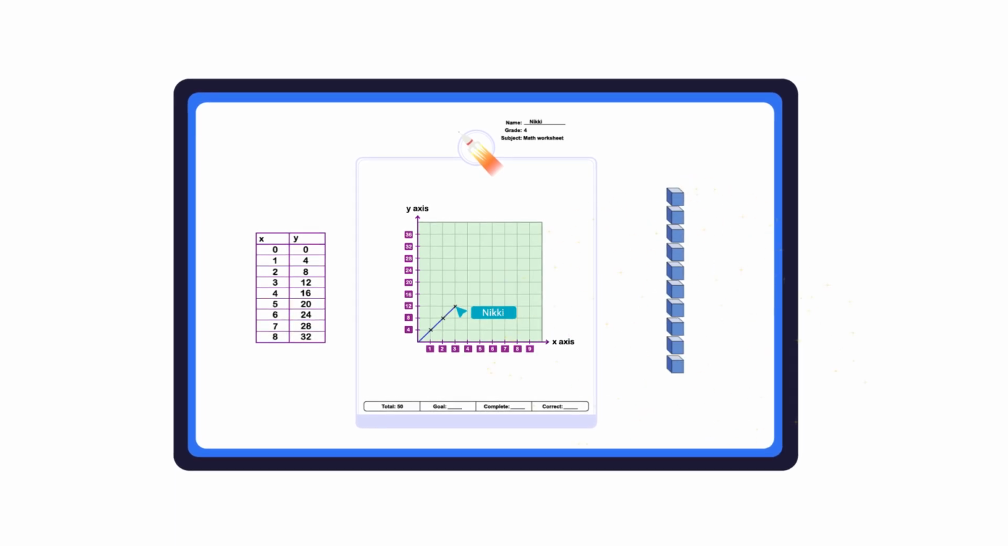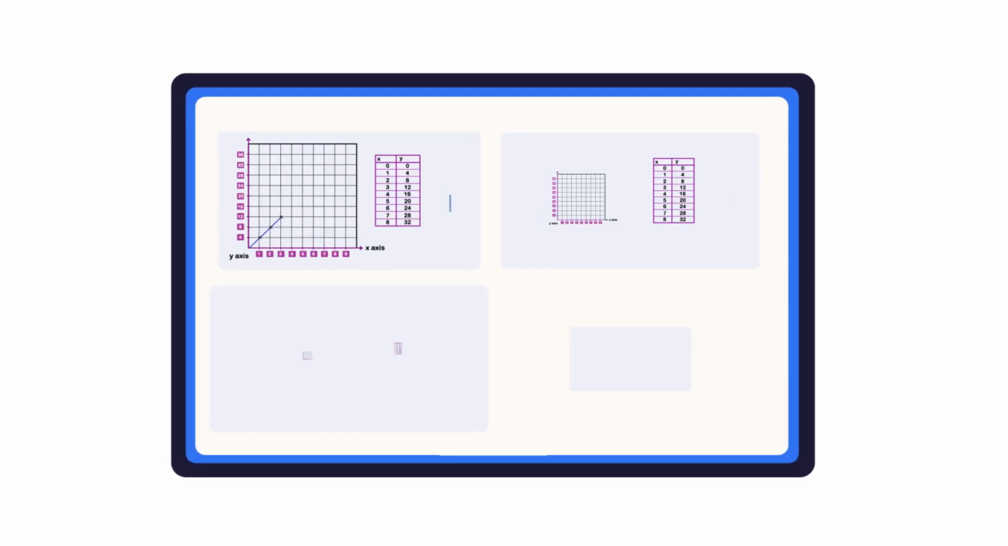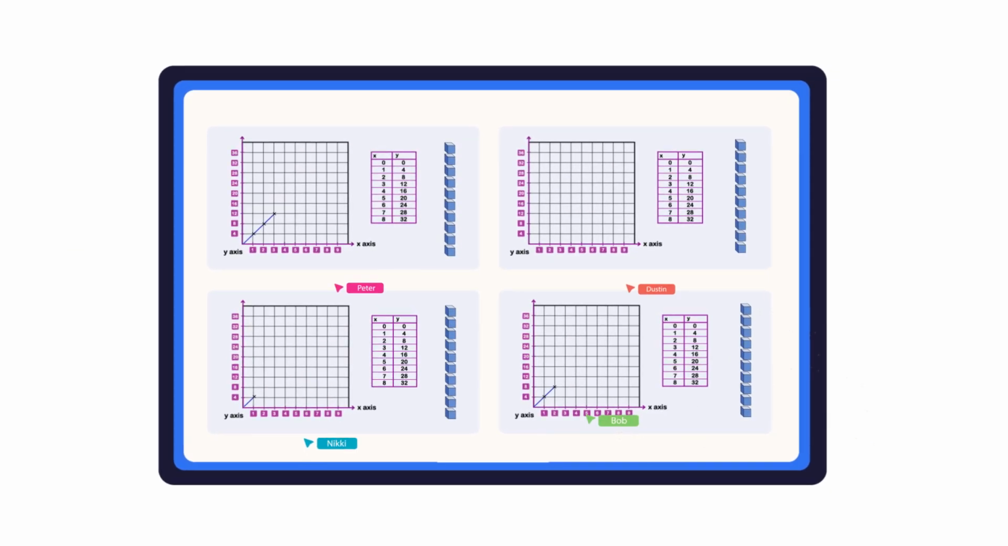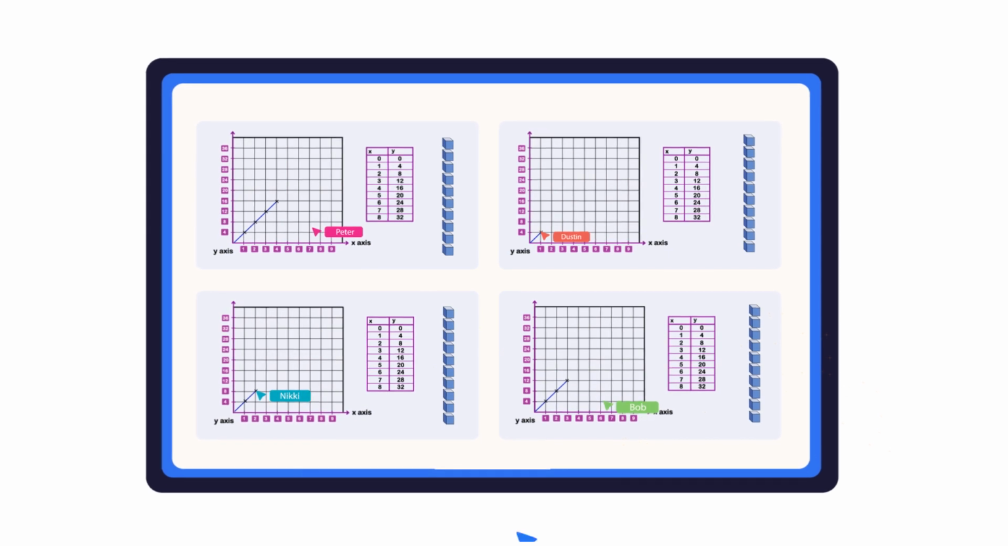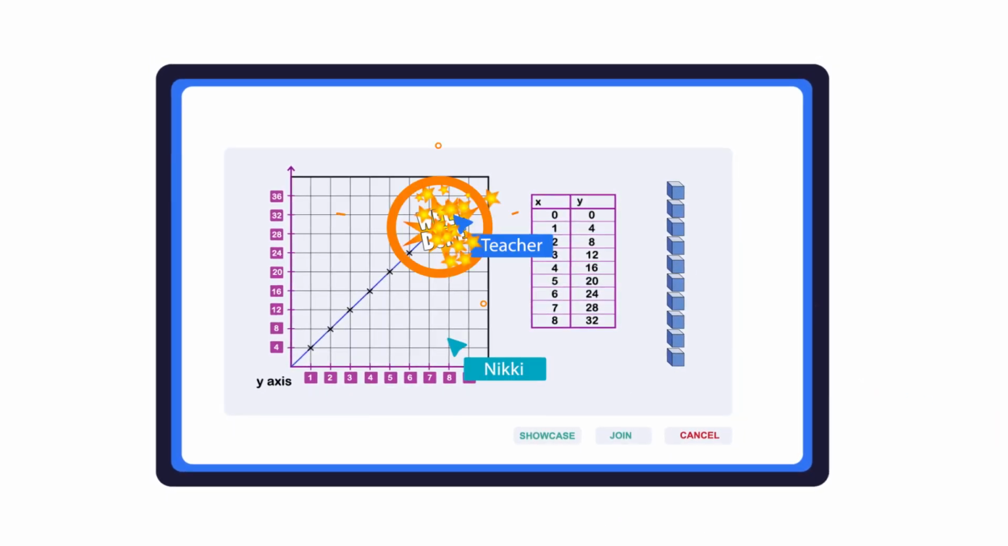Each student that joins the class gets their own individual boards automatically. Teachers get a real-time bird's-eye view of all the students' work, but students cannot see each other's work. A teacher can also join the student boards to give personalized attention.